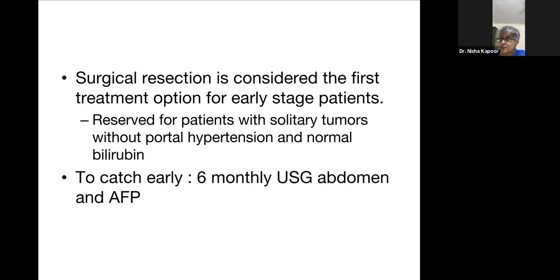So surgical resection is considered the first treatment option for early stage patients. However, it is reserved for patients with solitary tumors without portal hypertension and a normal bilirubin. So obviously, it means that we have to catch our patients early. And to catch them early, the recommended testing for at-risk patients is going to be 6-monthly ultrasound abdomen and alpha-fetoprotein levels.